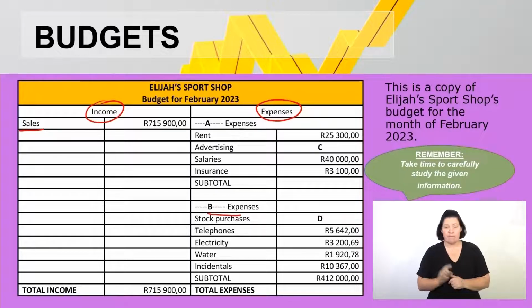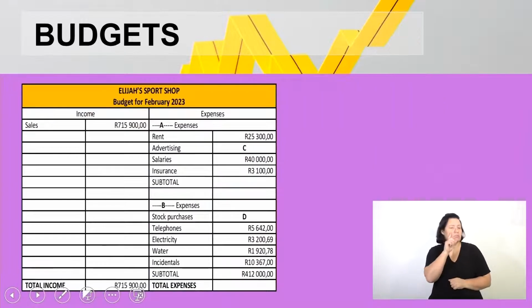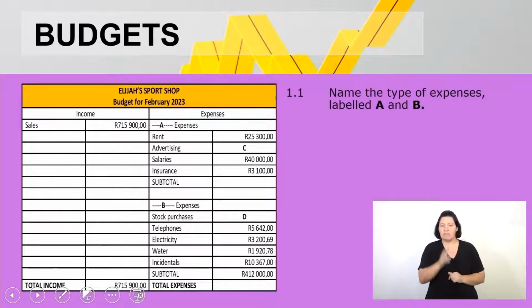On the first expenses, we have rent, advertising, salaries, and then the subtotal. On the B expenses, we have stock purchases, telephone, electricity, water, and incidentals. Then again the subtotal, and lastly the total expenses. Also important to note is that we have some missing values, A, B, C, and D. So there we looked at what this budget is all about. Now let's look at the first question.